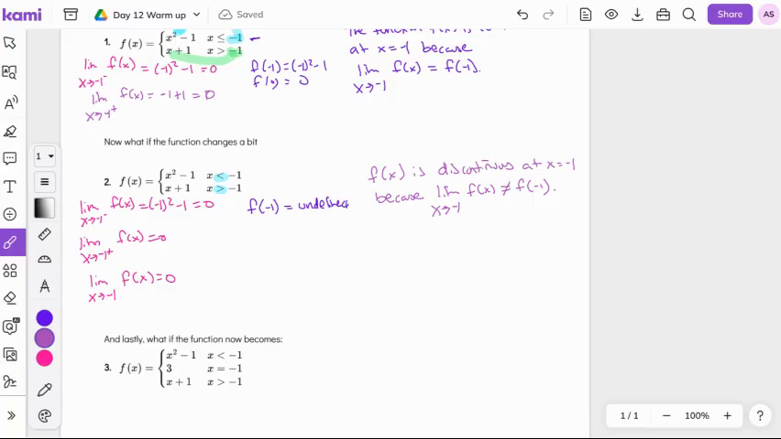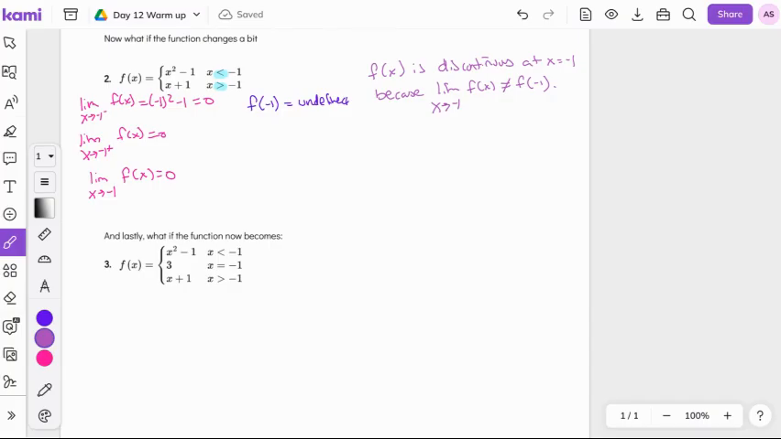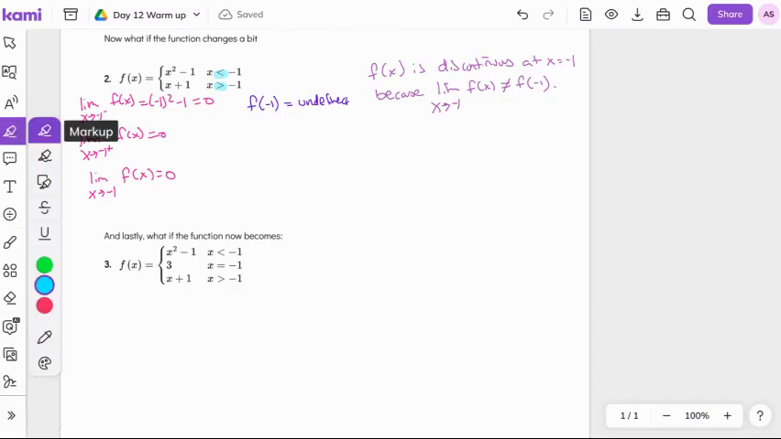Okay, and so if you're thinking about this, since you don't actually have a function value at -1, you definitely have a hole there. And so this would give us a removable discontinuity type. It would give us a removable discontinuity in this scenario for number 2. All right, number 3. So for question number 3, we've changed just a little bit here.